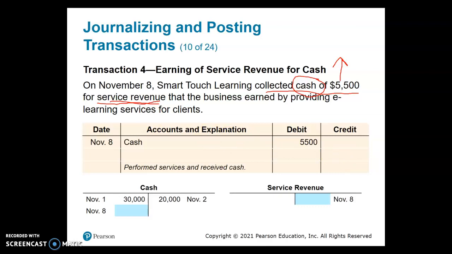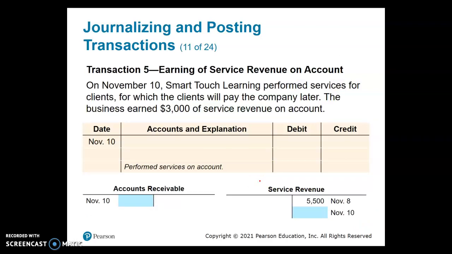That is your credit. Service revenue. And then posting this transaction, cash going up, and service revenue is a credit. Okay. And that's transaction 4.